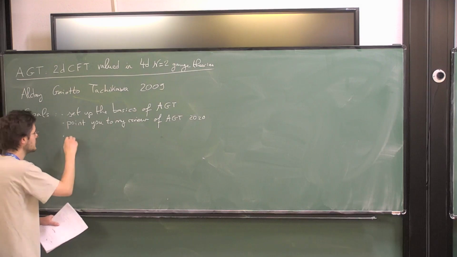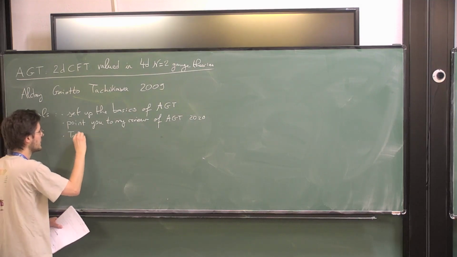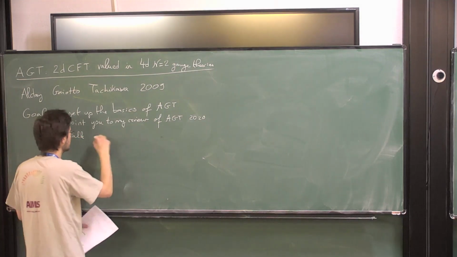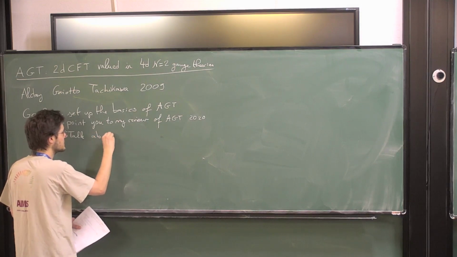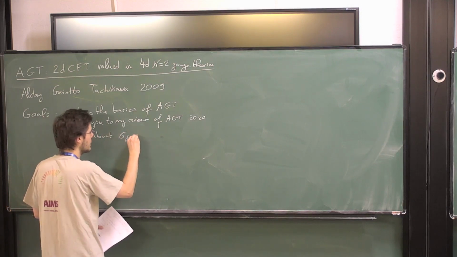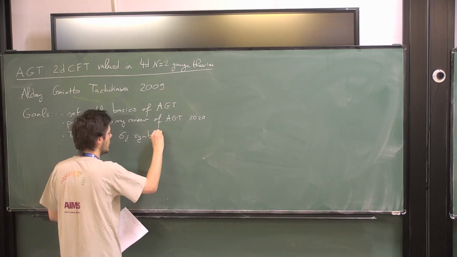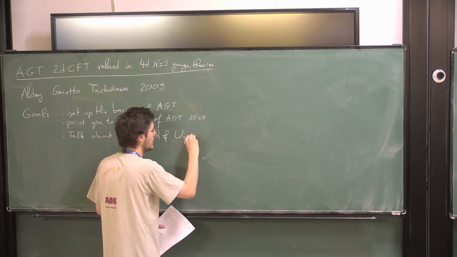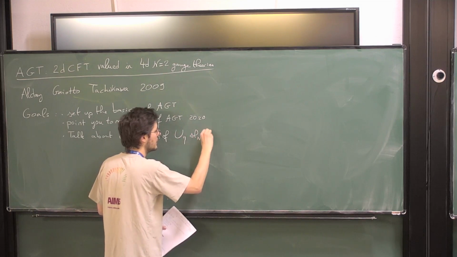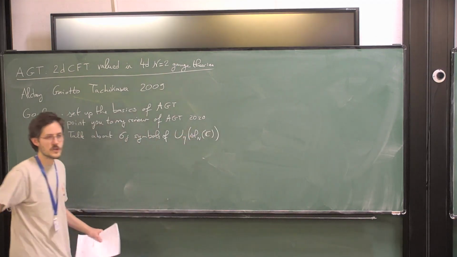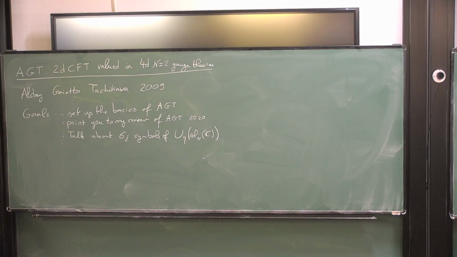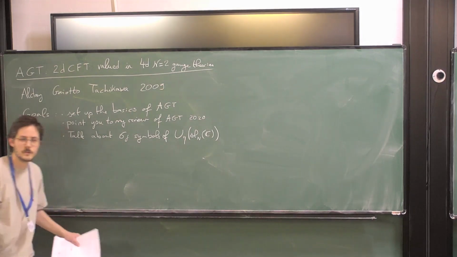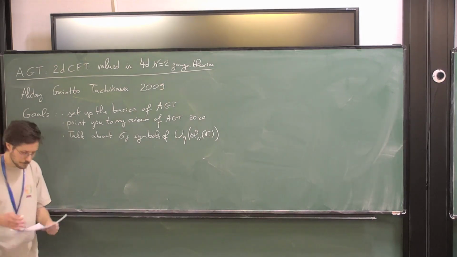And my ultimate goal, if I manage to reach this point, is to talk a bit about some 6j symbols of U_q(SL_N), which are generalizations of what Jörg mentioned for SL_2. So we'll see if we get to this point or not.